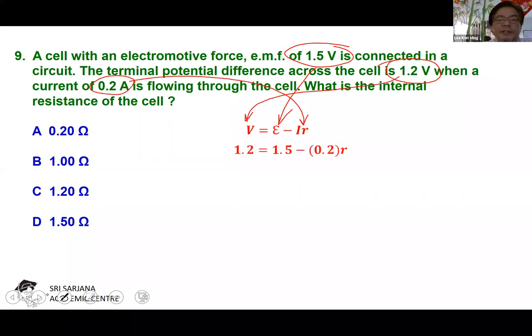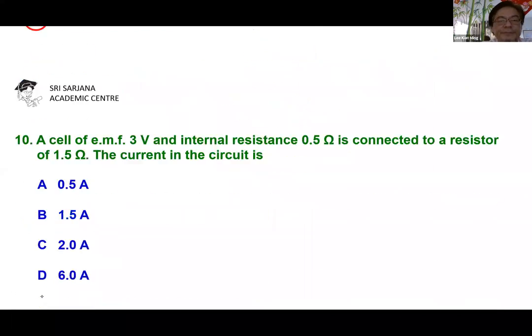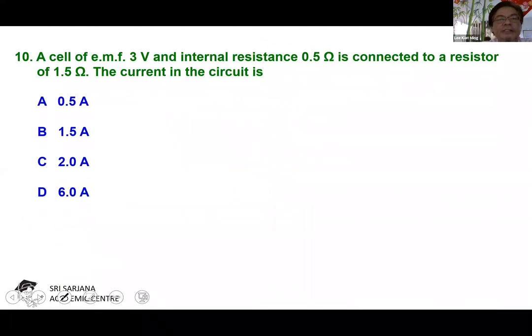So I substitute in, and you'll be able to see negative 0.2R to the left becomes positive, and 1.2 moves to the right becomes negative 1.2. 1.5 minus 1.2 becomes 0.3, and there you go. 0.3 over 0.2 is going to be 3 over 2, that will give you 1.5. Then we're going to look at the next one.